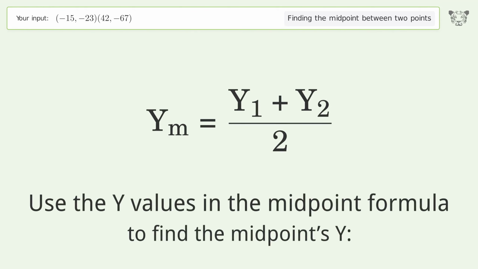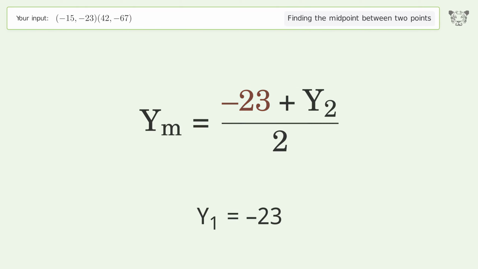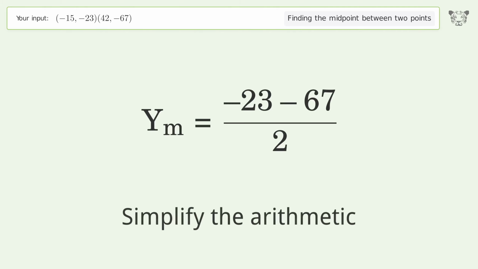Use the y values in the midpoint formula to find the midpoint's y. y1 equals -23. y2 equals -67. Simplify the arithmetic.